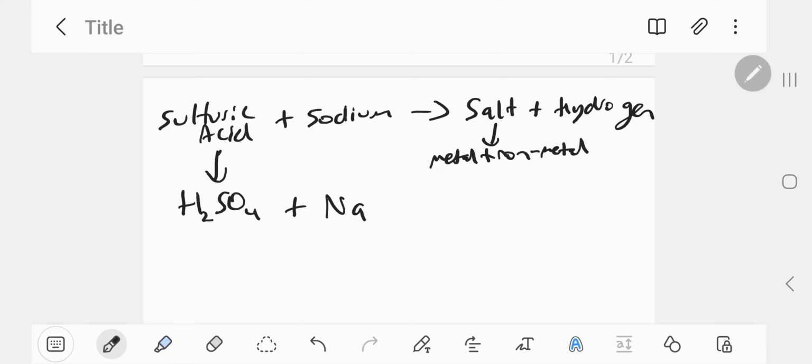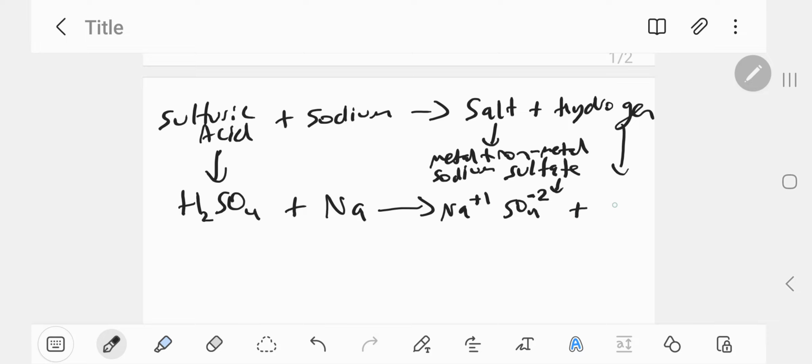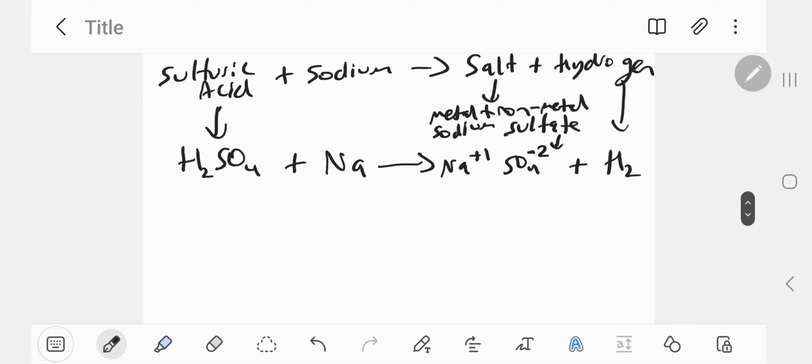So using the periodic table for sodium makes sodium, that's the metal, sulfates. Non-metal ending. Non-metal comes from the acid ending. Sulfuric becomes sulfate. Sodium is Na plus 1. Sulfate is SO4 2 minus. It's a polyatomic ion. Plus hydrogen. Hydrogen is H2 if you remember.